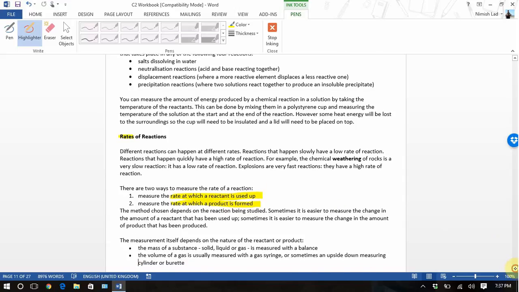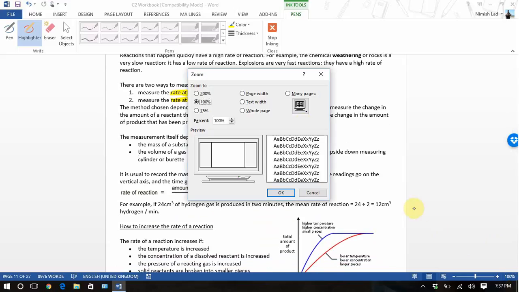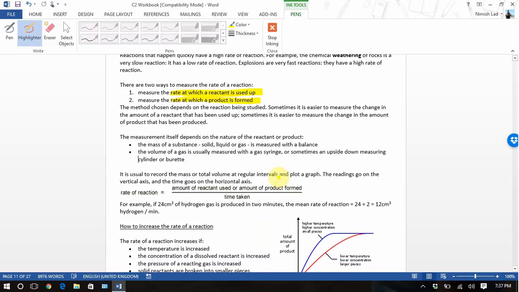If your product is a gas, it's quite easy to measure how much gas is given off, or you could measure the mass loss from that gas escaping, and how quickly that mass loss occurs. The measurement itself depends on the nature of the reactant or product. If it's the mass of a substance, a solid, liquid, or gas, it's measured with a balance. If it's a volume, it's usually done with a gas syringe, or sometimes an upside down measuring cylinder or burette, sometimes put underwater. So to measure the rate of reaction, you take the amount of reactant used, or the amount of product formed, divided by time. Remember, rate is always this idea of something divided by time.